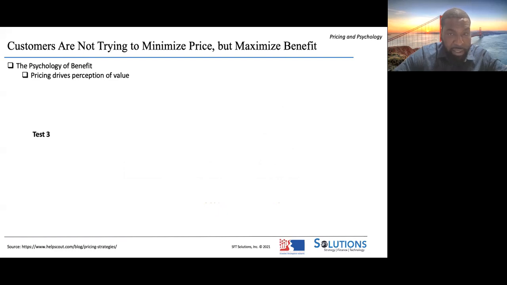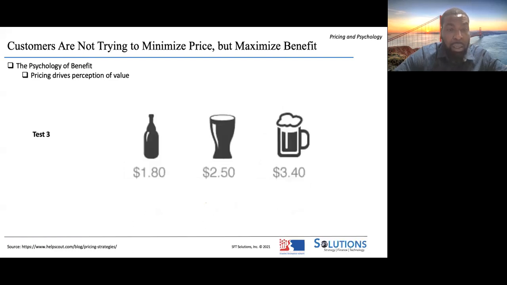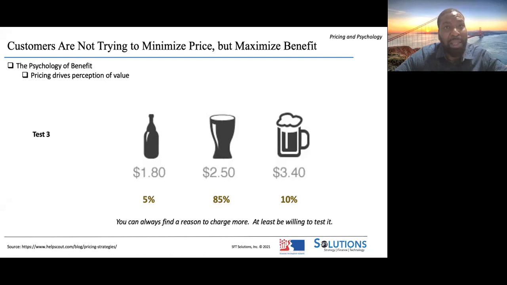He did one final test. He made the highest price option a little bit higher. 85% of the time, consumers went with the middle price option. 10% of the time, consumers went with the highest price option, and 5% with the lowest priced option. So at the end of the day, you could always find a reason to charge more. You have to at least be willing to test it. Any thoughts on this study, guys?